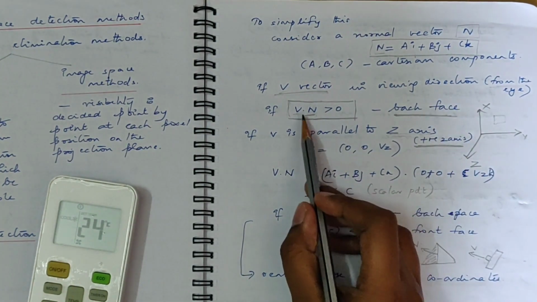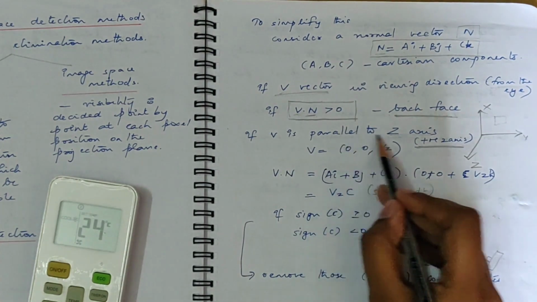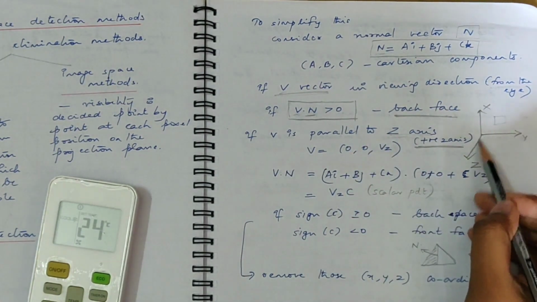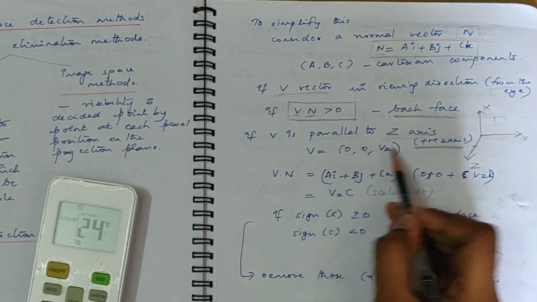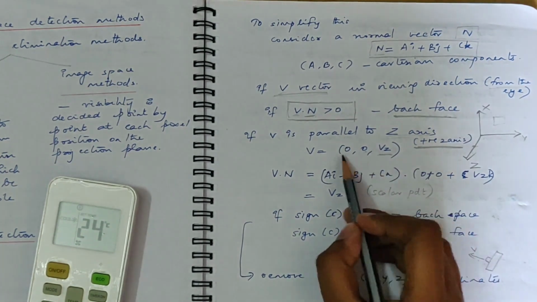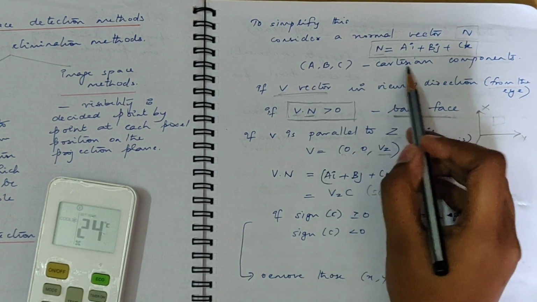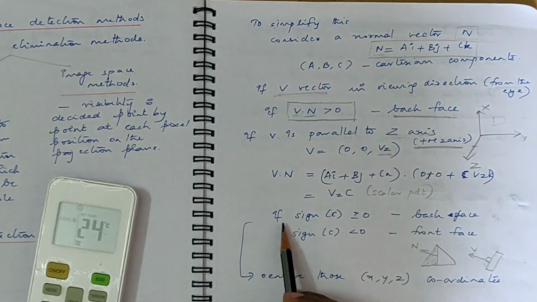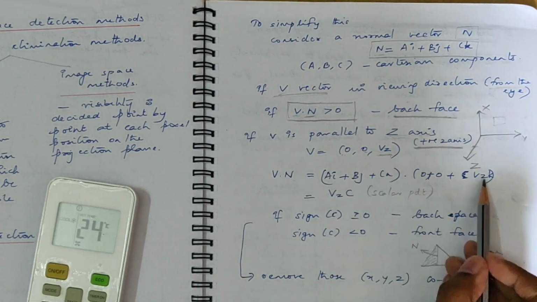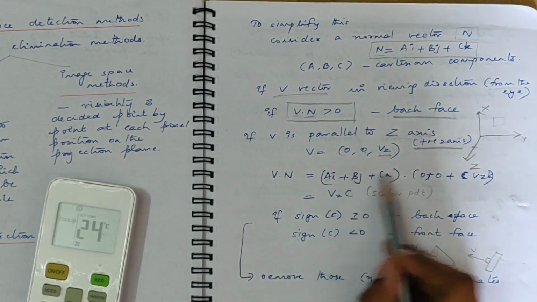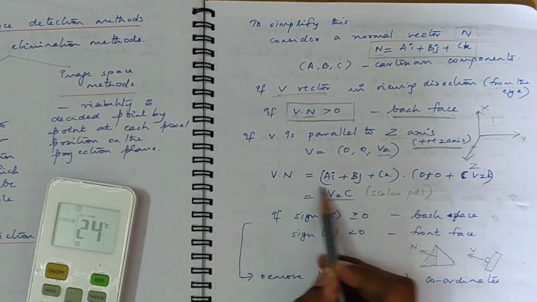So how do we find out whether V dot n is greater than 0? The viewing vector is parallel to the z-axis. For any point on the z-axis, the x and y coordinates will be 0, and you only have a z coordinate. So the vector V will contain the values 0, 0 and Vz, and n is the normal vector ai plus bj plus ck. When you calculate the dot product V dot n, you get a times 0, b times 0, and c times Vz. So you will get Vz times c.